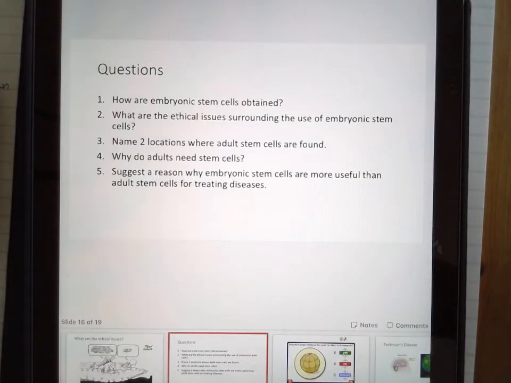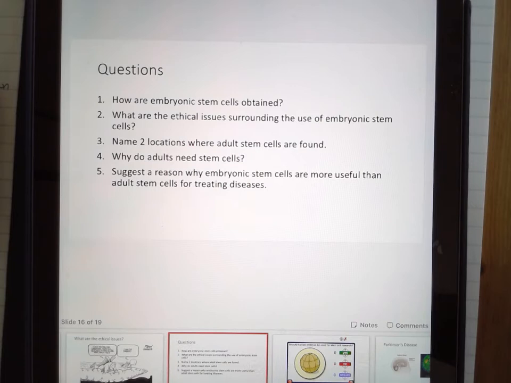I'm going to give you a few of these questions to do. The first 4 I think should be okay. The 5th one we haven't discussed yet. I've just spoken about embryonic stem cells being used in medicine. I haven't mentioned adult stem cells at all in this lesson, but I've asked you to suggest a reason why embryonic might be more useful than adult. So have a think about that one for yourself.